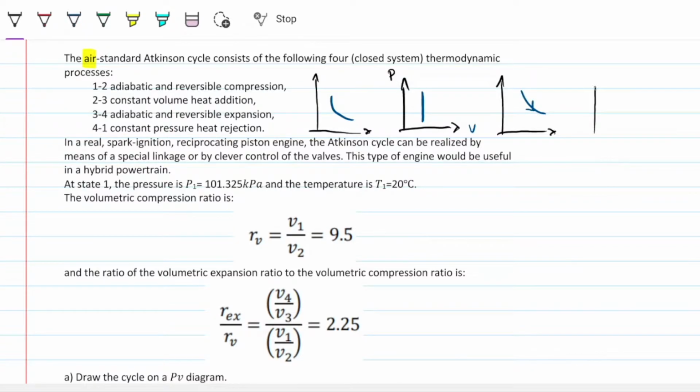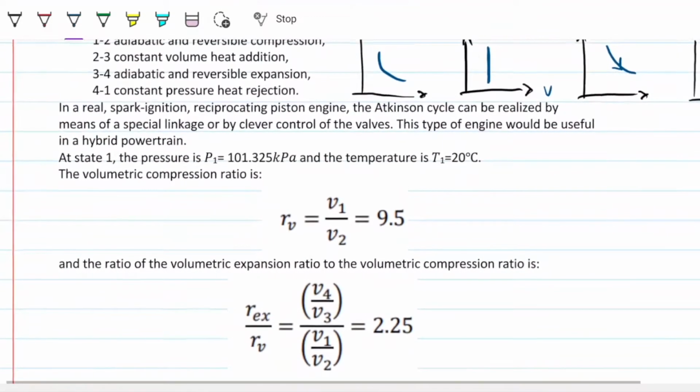Then we have a constant pressure heat rejection. Again, constant pressure, so instead of staying constant on this axis, it has to stay constant on this axis here. That means we're going to have a line like so. Which way do we expect it to go? We expect it to go this way, because it's rejecting heat. If it's rejecting heat, it's losing energy, and we expect it to decrease its volume because of that.